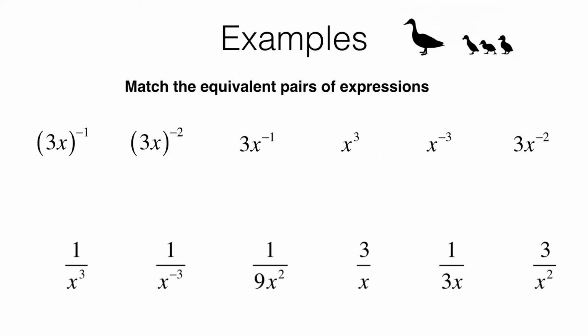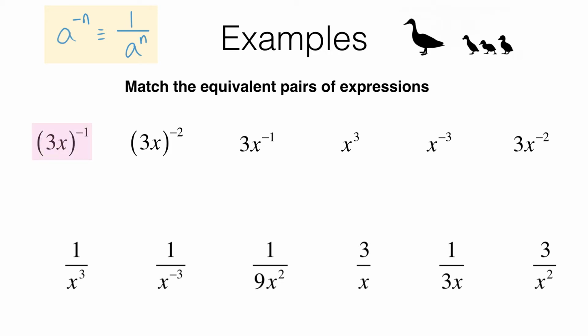We need to match the equivalent pairs of expressions. Let's note down the key fact that we need to know for this. A to the power of negative n is always equivalent to 1 over a to the power of n, except when a is 0. Let's start with this first one.